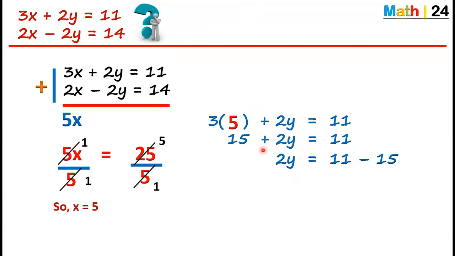And if we subtract 15 from both sides, we'll have 2y is equal to 11 minus 15, or as you usually say, carry 15 to the right-hand side, and the sign changes. So we have 2y equal to minus 4, and y will be equal to minus 2. So our solution set is x equals 5 and y equals minus 2, which you can write as an ordered pair.